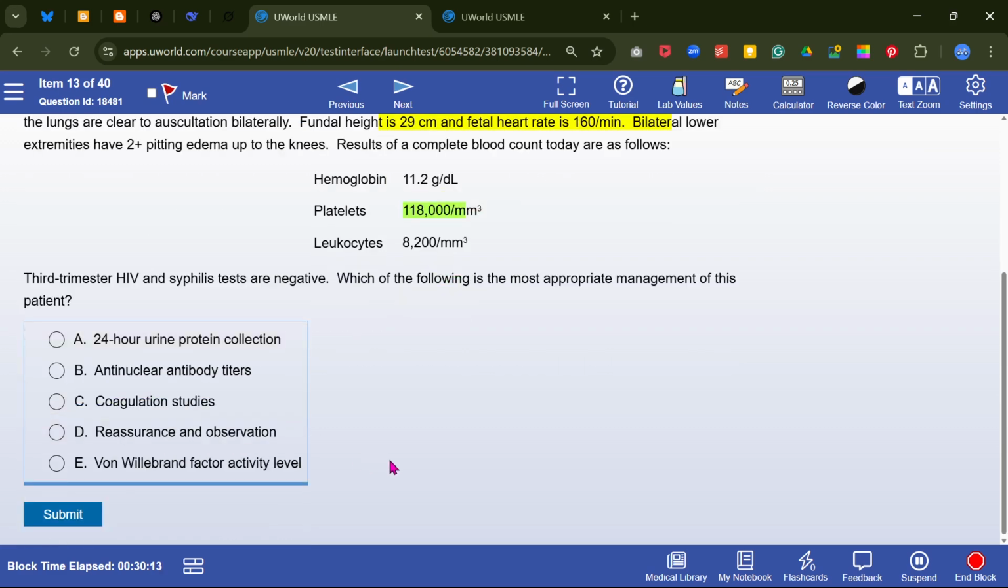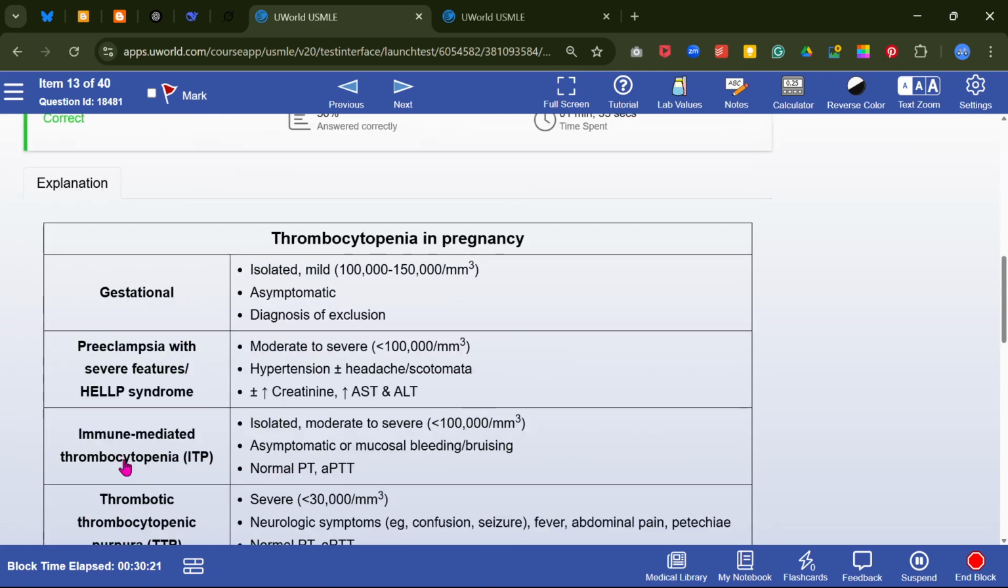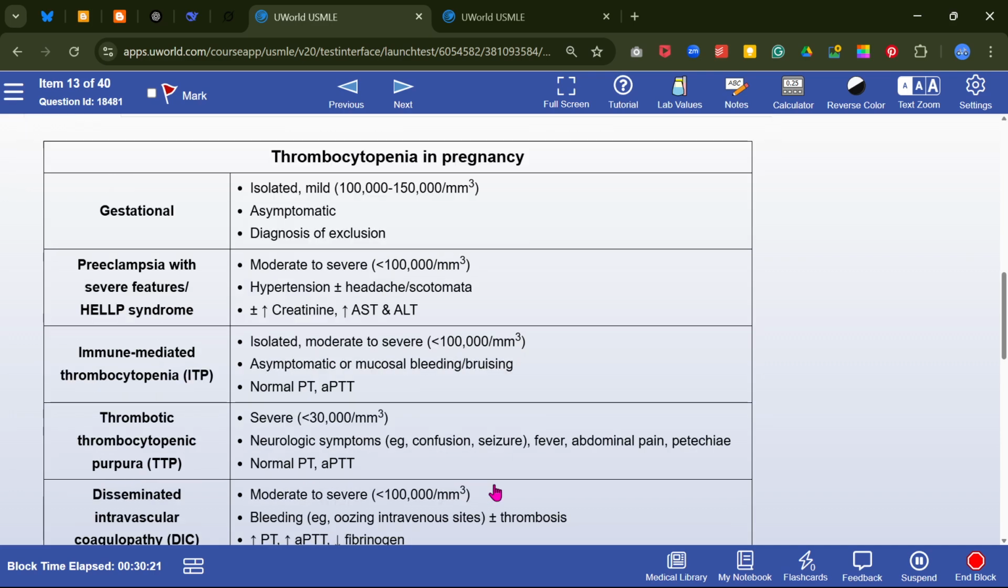Is it normal, dilutional, or like that? Looks like, or maybe thrombocytopenia in pregnancy. Okay.